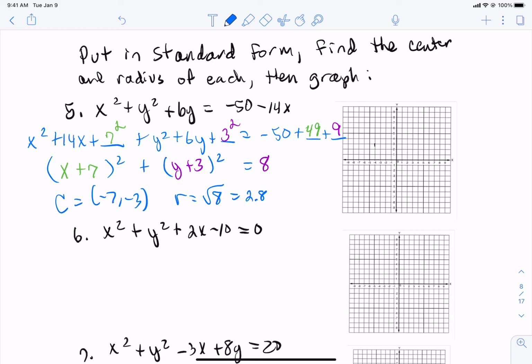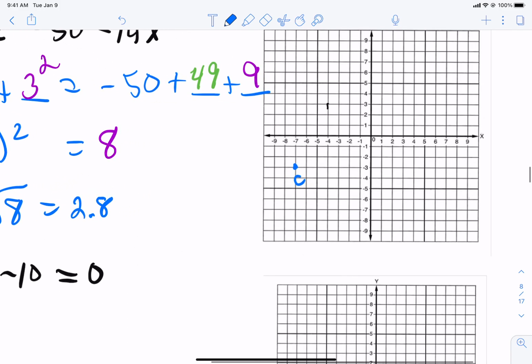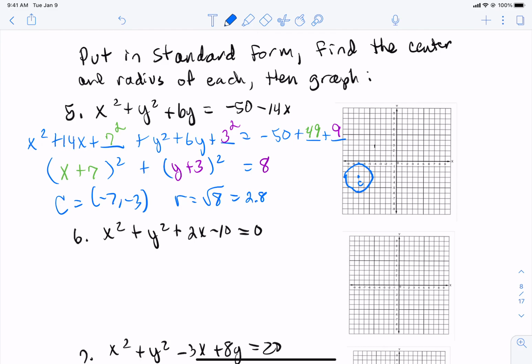Now let's graph it. We're going to go to the point negative 7, negative 3, put a dot, label it with a C for center. Our radius is 2.8, so we're going to count 2.8 up, 2.8 down, 2.8 to the left, 2.8 to the right, and make something that slightly resembles a circle. Okay?